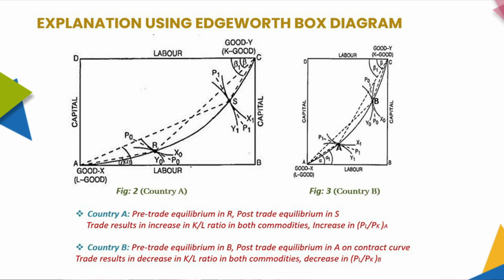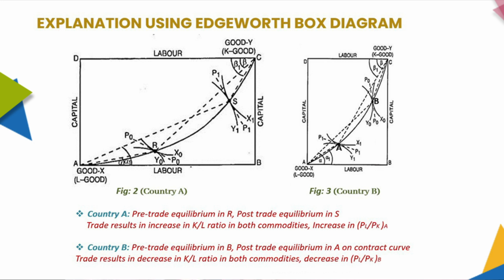So the trade results in the decrease in the capital labor ratio. This is clear if we compare the lines CB, CA and AA, that is, this A is on the contract curve AC and AB. So if we look at the diagram at the slopes of the lines, then it will be clear that the capital labor ratio in both commodities is decreasing. And there is also a decrease in the factor prices.